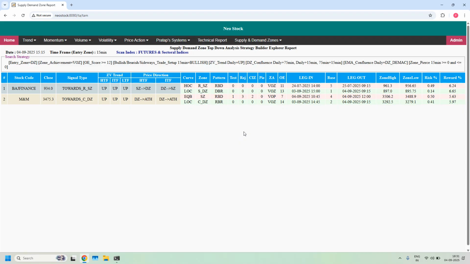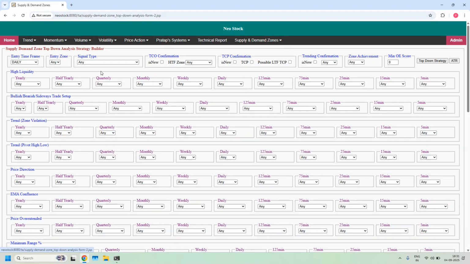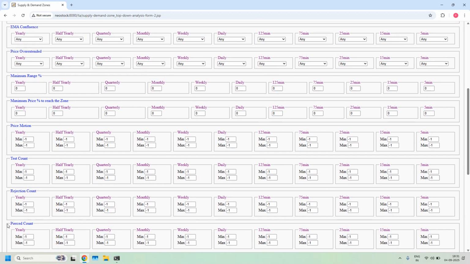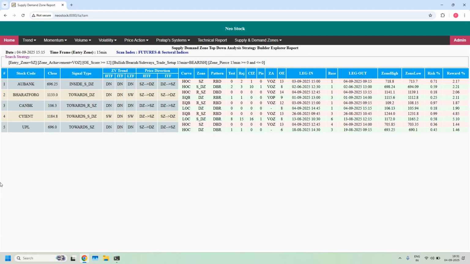Okay, next let us generate bearish trade setup for daily income trade. Entry time frame 15 minutes, entry zone supply zone, bullish or bearish at 15 minutes. I am selecting bearish. Zone achievement violated opposing zone, minimum order enhancer score 12, and also 15 minutes supply zone should not be pierced. So in the pierced count, 15 minutes time frame, minimum value 0, maximum value 0. With these filters, we got 5 stocks supporting bearish trade setup for daily income trade, and entry time frame zones are 15 minutes supply zones. So 5 stocks we got.